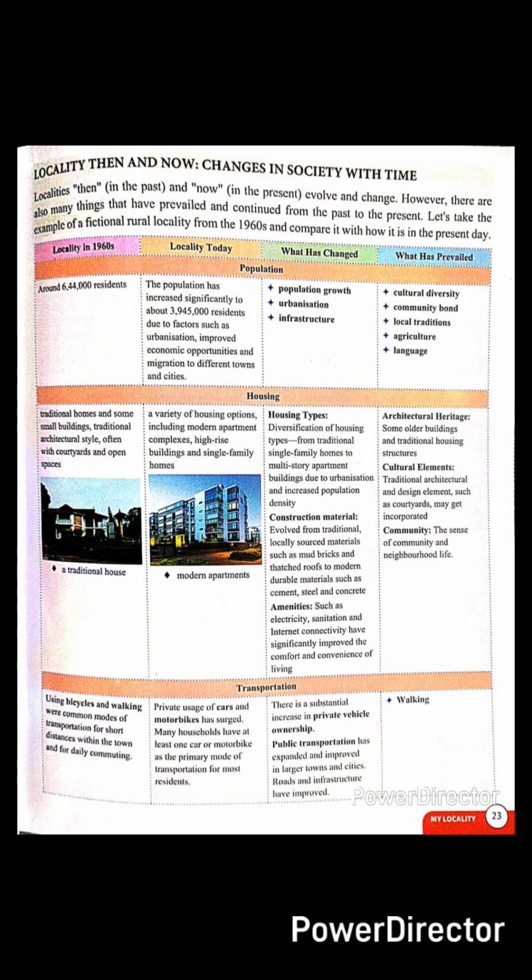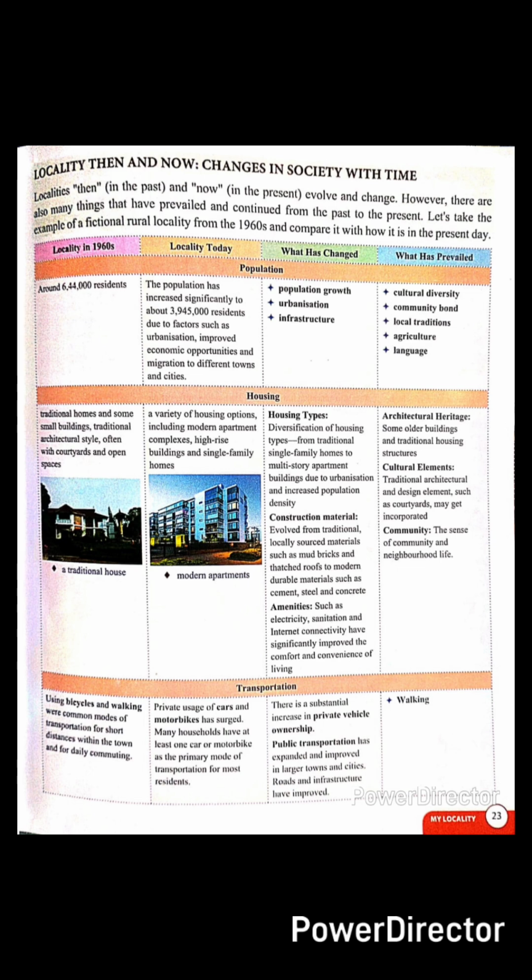Next, transportation. Locality in 1960s. Using bicycles and walking were common modes of transportation for short distances within the town and for daily commuting. Public transport, limited cars, no metros or trains. Locality today. Private usage of cars and motorbikes has surged. Many households have at least one car or motorbike as a primary mode of transportation for most residents.